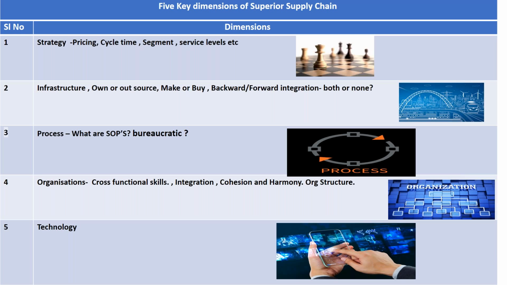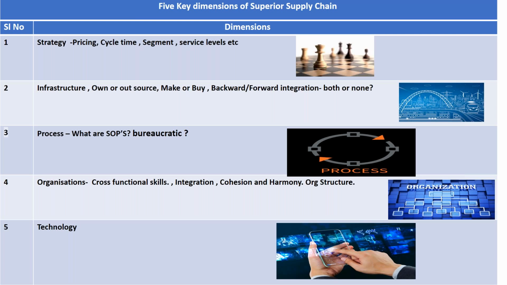Now, first thing is strategy. In strategy, what you should cover is your pricing, your cycle time, segment and service levels. These are some of the things. There are many other things which I'll be covering once I go for the course. Now, what price you will be buying and what price you will be selling. This is a part of strategy.